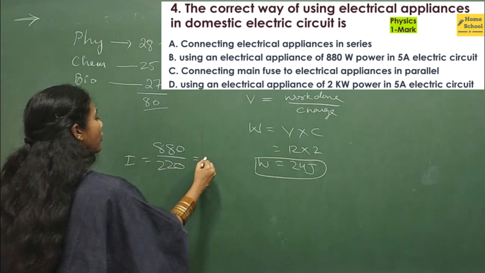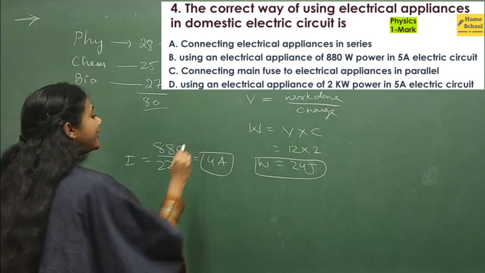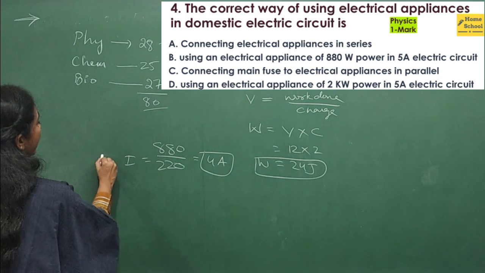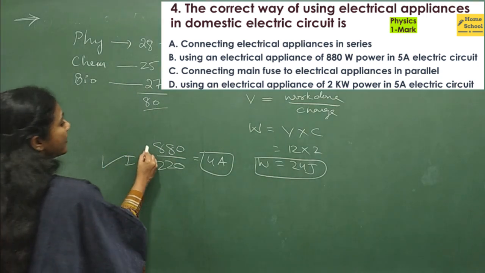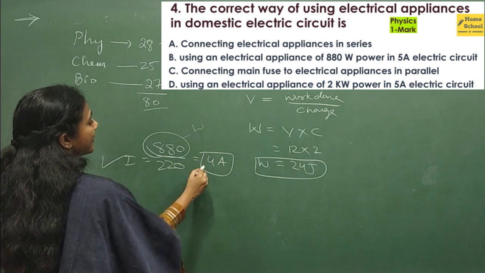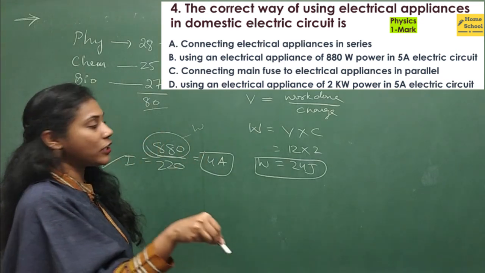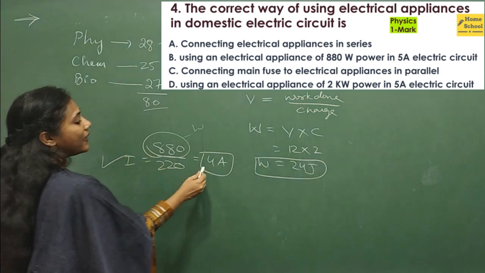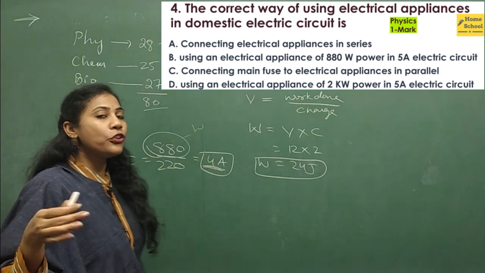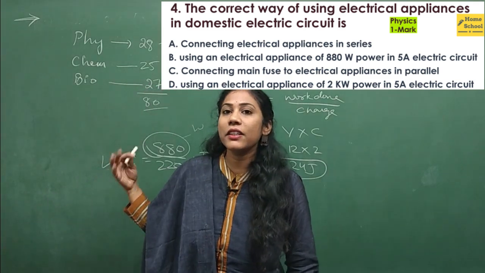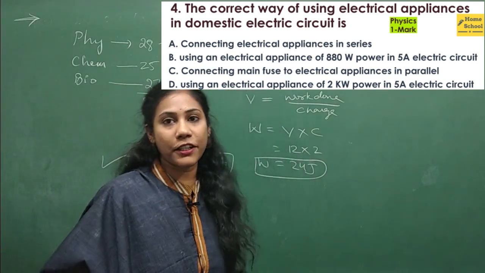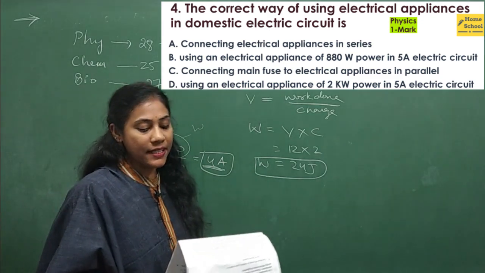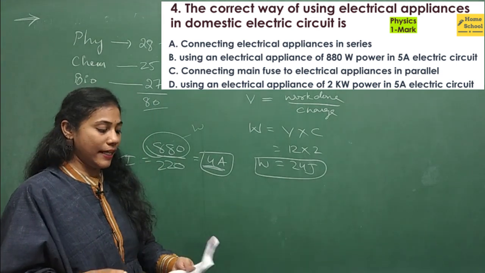So what is the I value you will get? 4 ampere. So it is falling within 5 ampere range only. So definitely you can use an electrical appliance of these many watts in a 5 ampere circuit, because the total current taken by this particular electrical appliance is this much, right? So you can use that electrical appliance in a 5 ampere circuit, isn't it? So option B is the correct answer for the fourth MCQ.